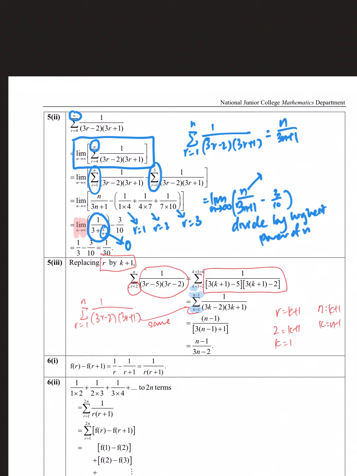We can just do a direct substitution into the expression n over 3n plus 1, but we replace n by n minus 1, and we obtain what we want to get here.